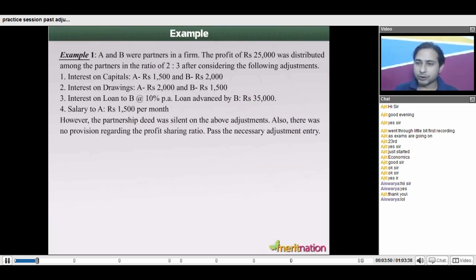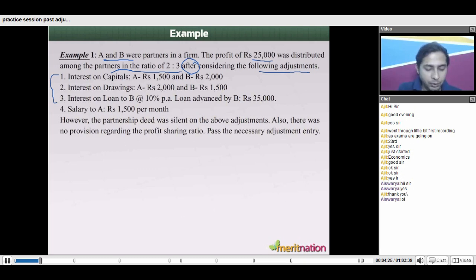So here comes the first question. Let me see how many of you were attentive in the last class, in the past assessment, testing session, guys. Okay, let's read the question first. It says that A and B are partners, and the profit for the year was 25,000, and that was distributed among the partners in the ratio 2:3 after considering the following adjustments: interest on capital, interest on drawing, interest on loan, and salary.